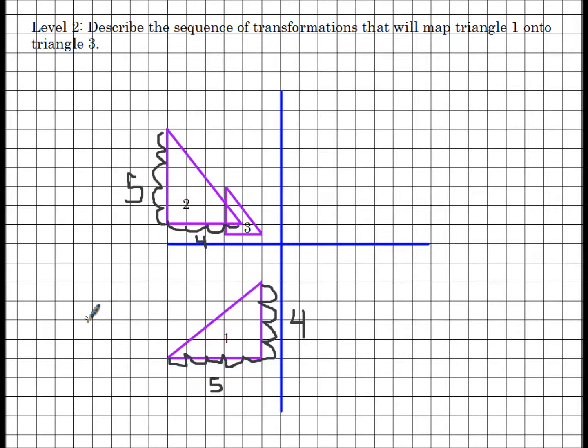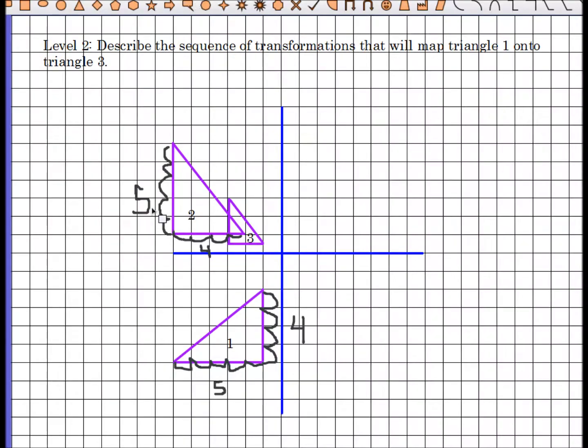Now the question is, how had it been turned? Get your patty paper and rotate triangle 1 until you get to triangle 2 and tell me what you were able to come up with. Hopefully you were able to see that it was rotated a certain number of degrees. I do not know what the number of degrees are, but I am going to look at it again. I'm going to rotate my paper, and I am going to conclude that it was rotated 90 degrees. I wonder, was it rotated 90 degrees clockwise or 90 degrees counterclockwise?